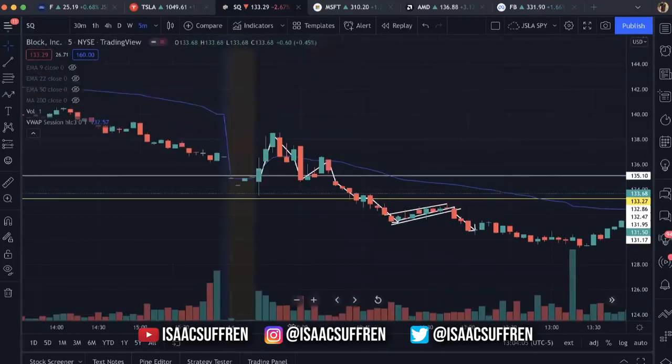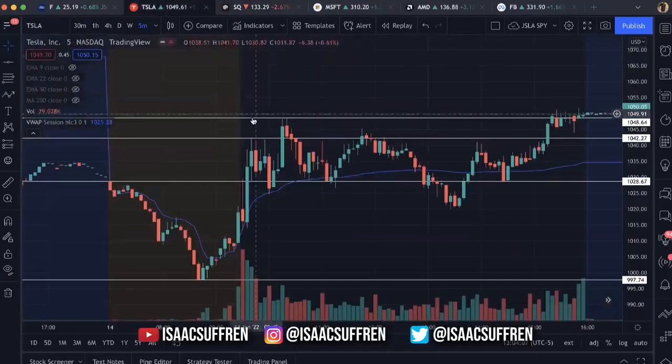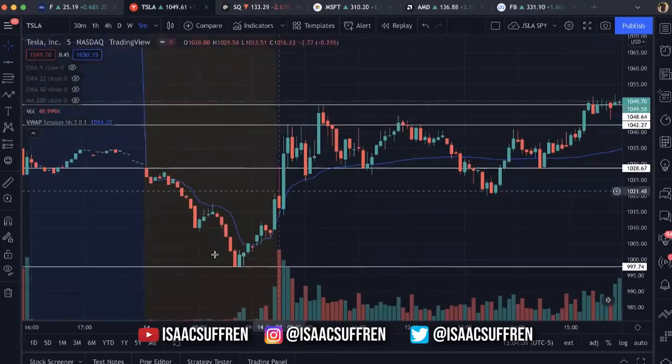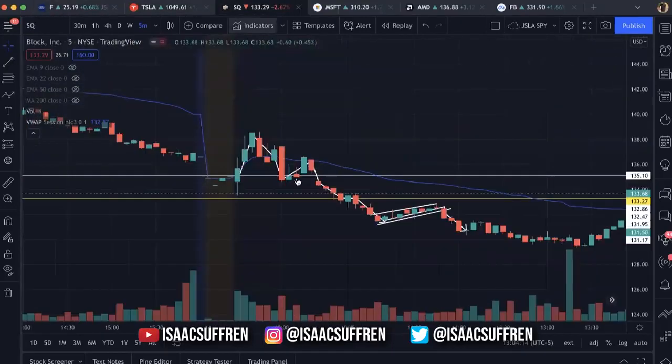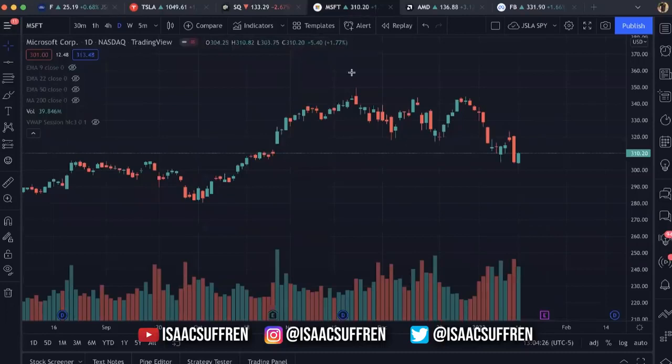And like I said, this pre-market looked really different than Tesla's pre-market. You see Ford, you can chart those levels, and then SQ looks really weird right here. I'm not sure why, but you can still see that we played this exact same way using our VWAP rejection strategy. Right, next we have Microsoft.